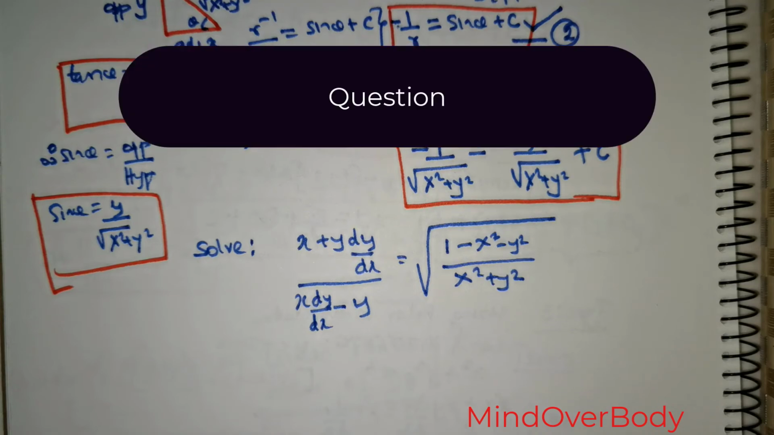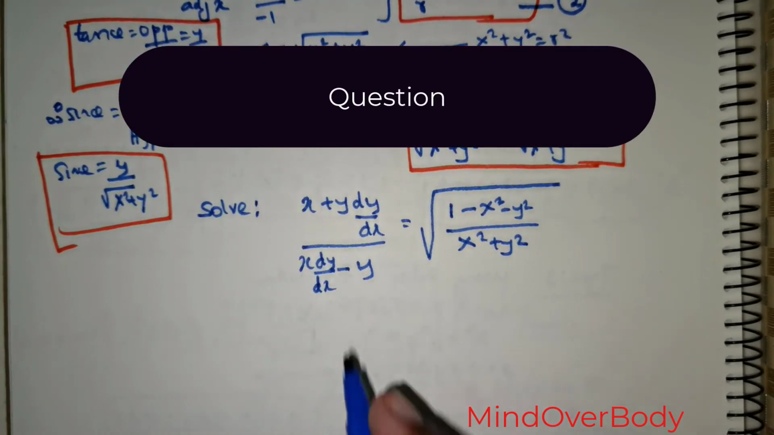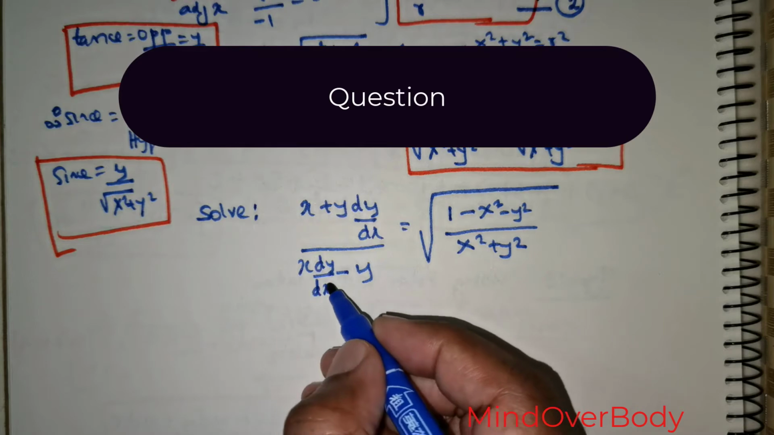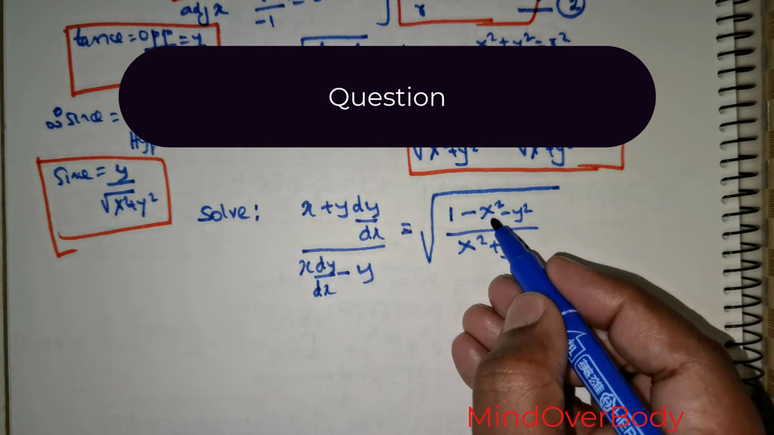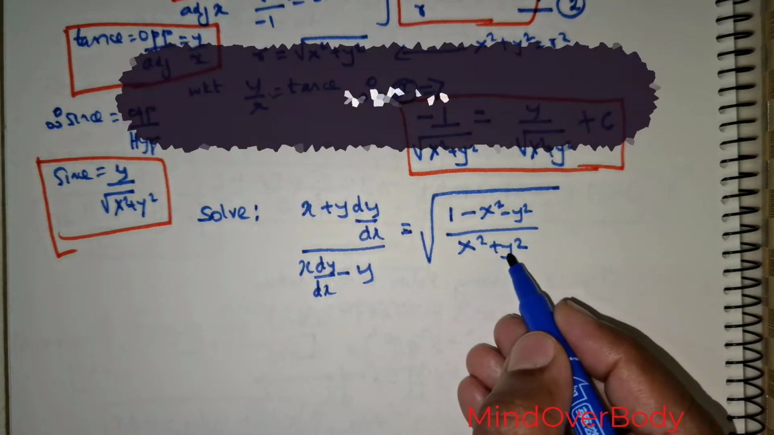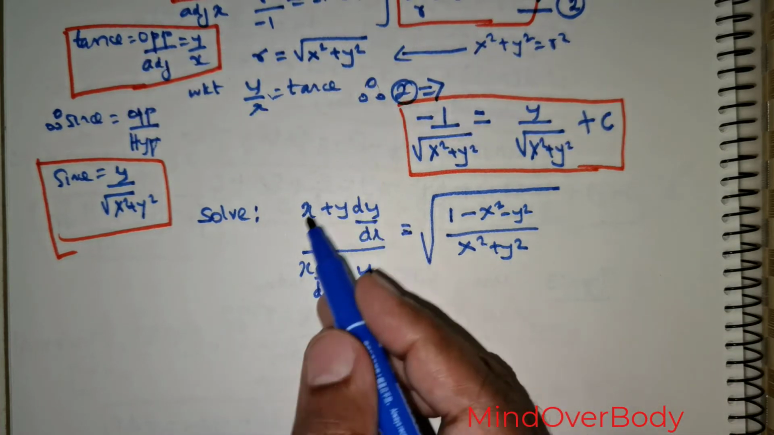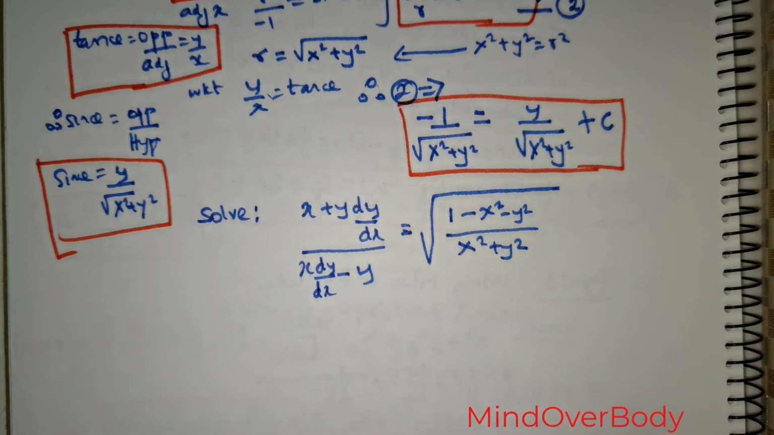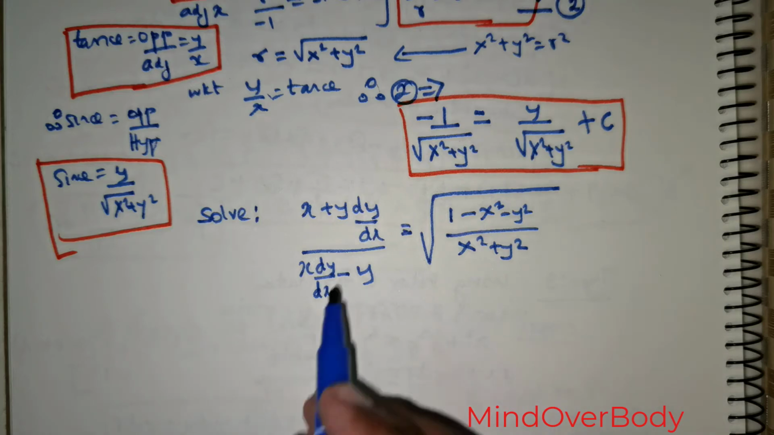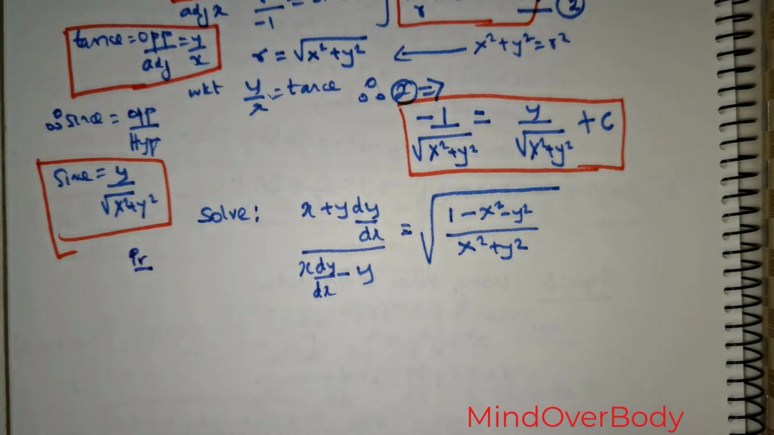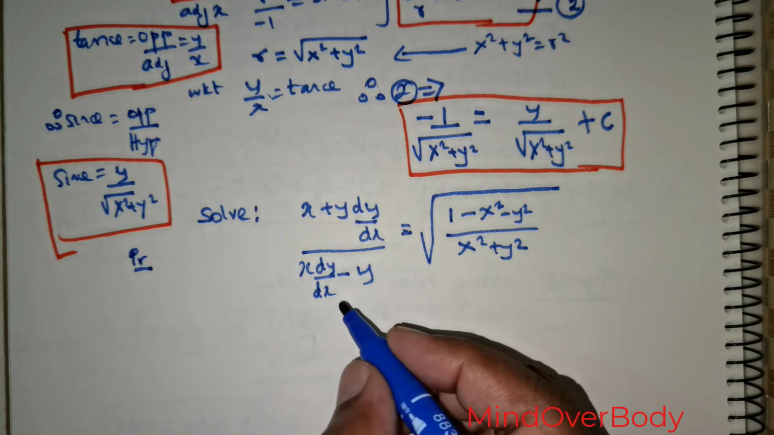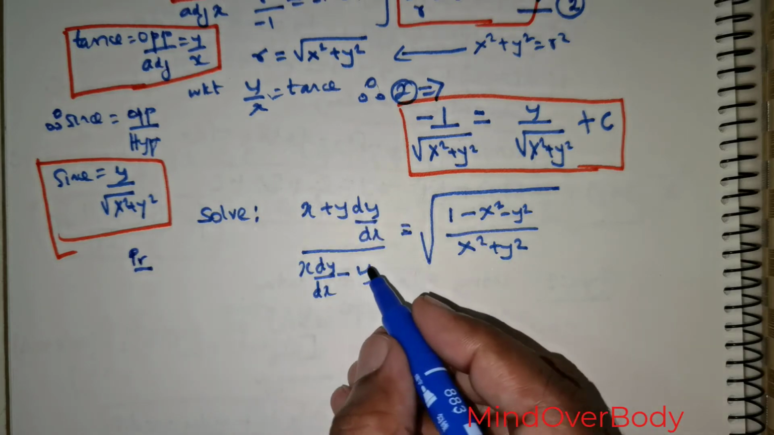Students, we are given this question: x plus y times dy over dx, divided by x times dy over dx minus y, is equal to the square root of 1 minus x squared minus y squared over x squared plus y squared. Now clearly, whenever they give problems of this nature, we are not going to approach this question using the normal variable separable technique. So the best bet to solve this question is to use the polar form. With the polar coordinates that we have just been exposed to, this question is easily solvable.